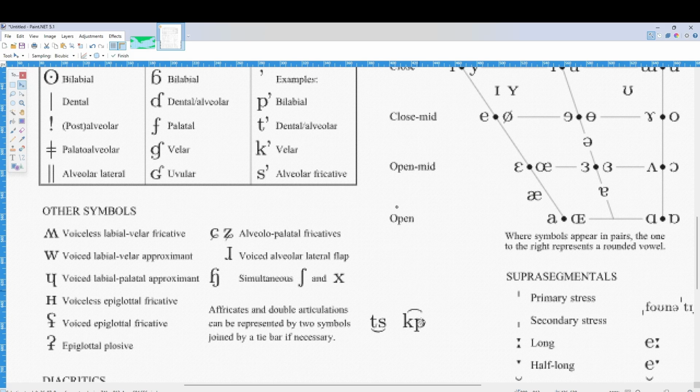Then we have the other symbols here, like the wa and hua, because they're co-articulated. I can't do the labial-palatal approximant. I can't do the epiglottal sounds. I can't do the alveolo-palatal fricatives, and I can't do the voiced alveolo-lateral flap. Again. And then we have affricates, like double articulations, like akpa and agba. Basically, two sounds at the same time.